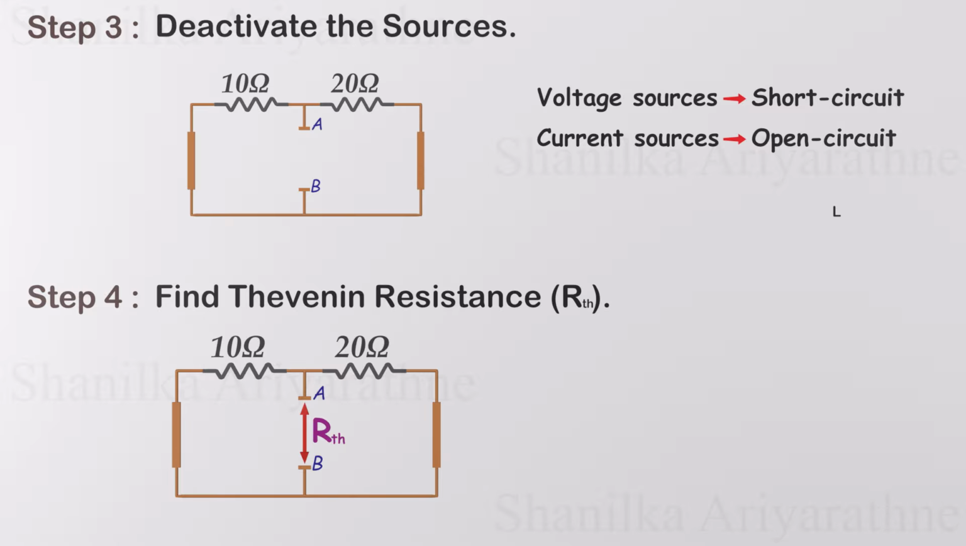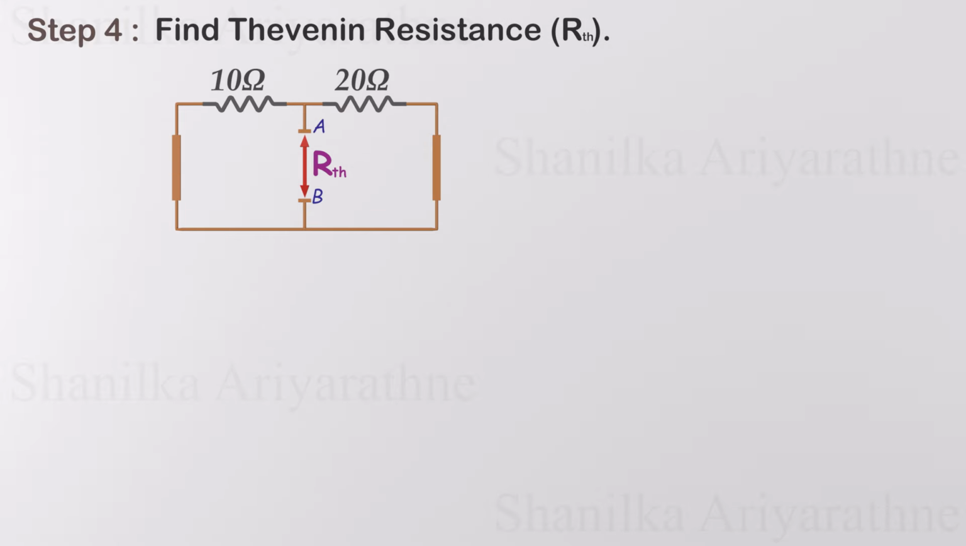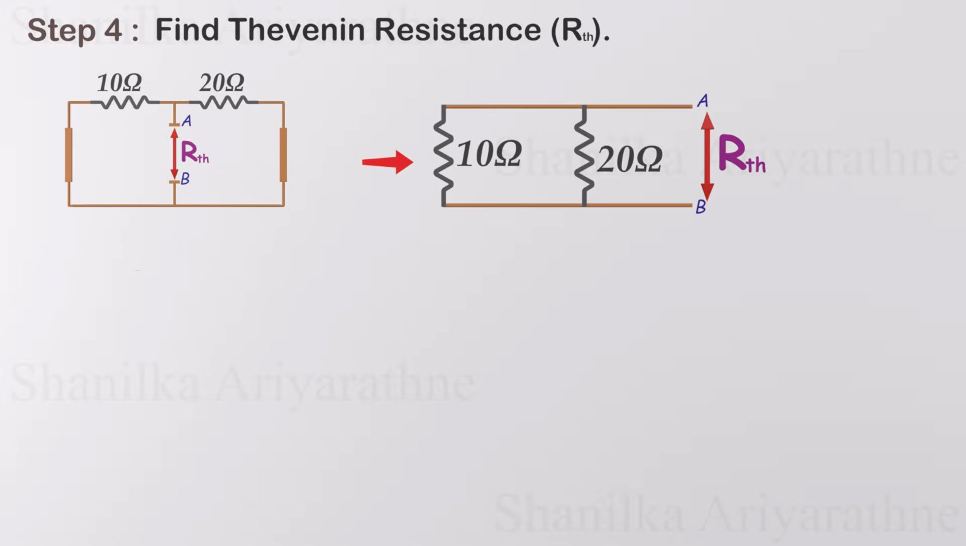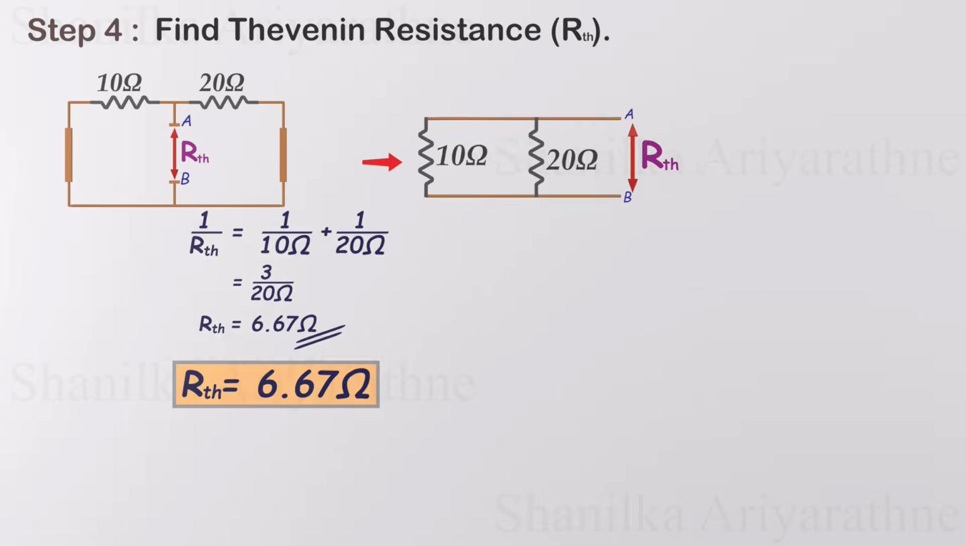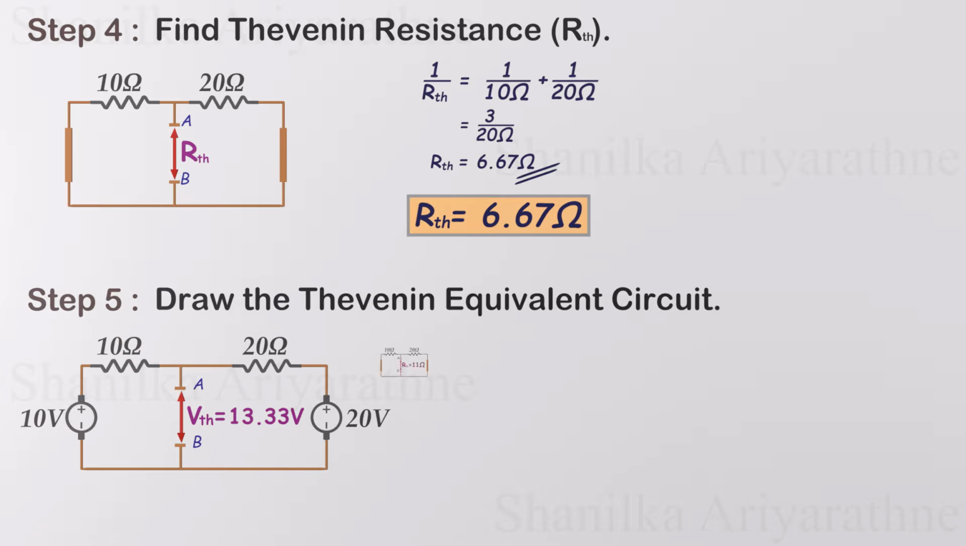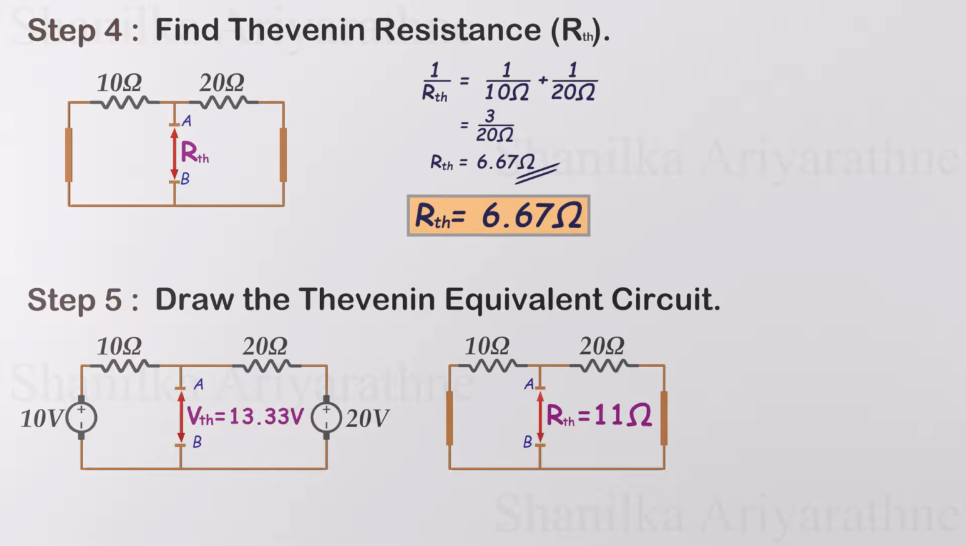Now we have to calculate the resistance across the points A and B. If you look carefully, you will see that both resistors are connected in parallel across the points A and B. So we can calculate the total resistance, which is 6.67 ohms. This is our Thevenin resistance. Now that we've found the Thevenin voltage and Thevenin resistance, we can move on to the next step.